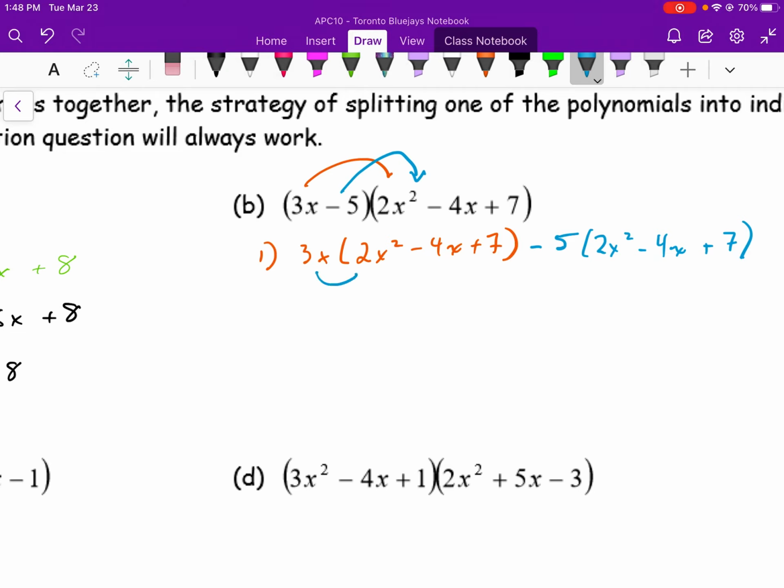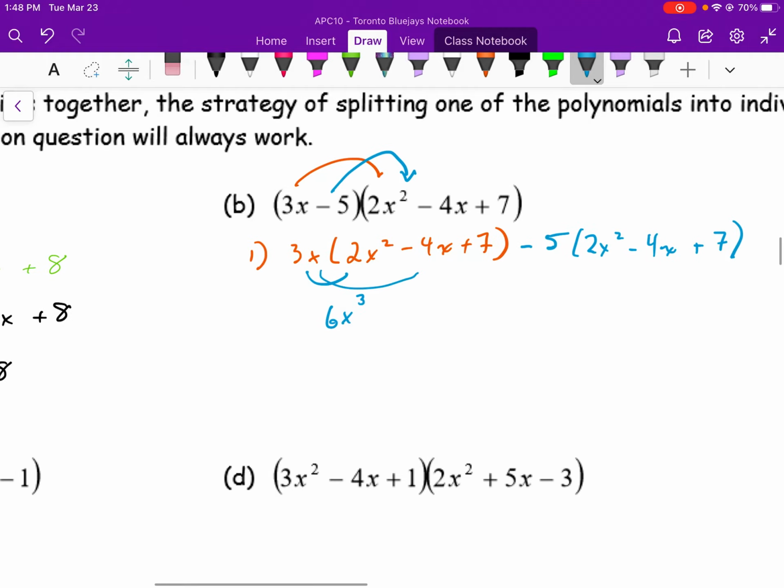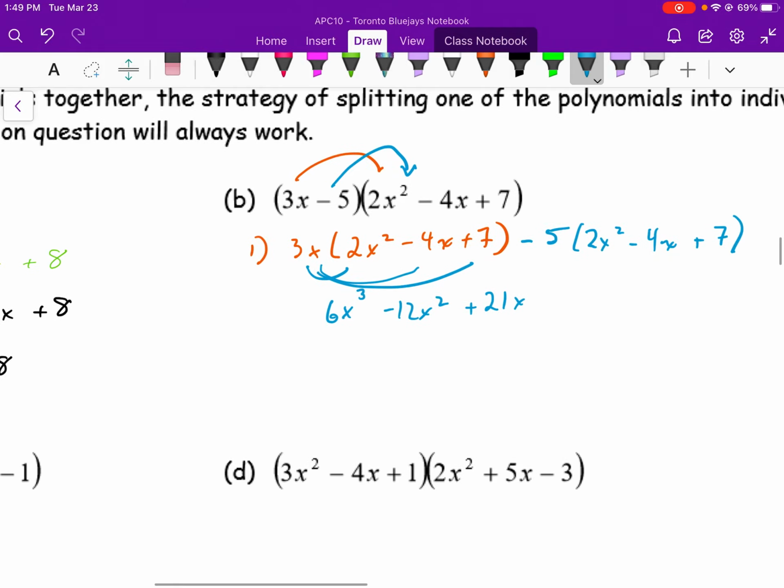So now I can multiply these two together, right? So 3x times 2x squared is 6x cubed. 3x times minus 4x gives me minus 12x squared. 3x times 7 is plus 21x. Now remember, you just multiply the numbers and then you multiply the variables.